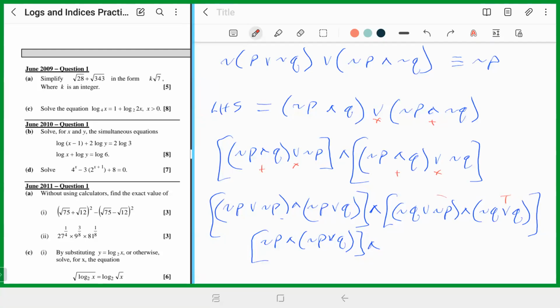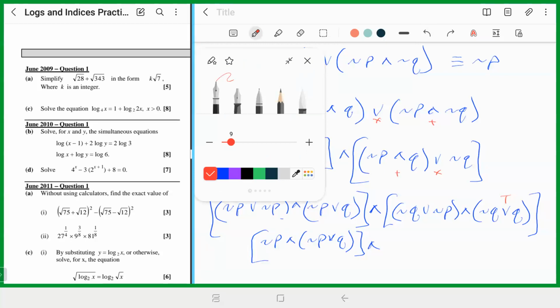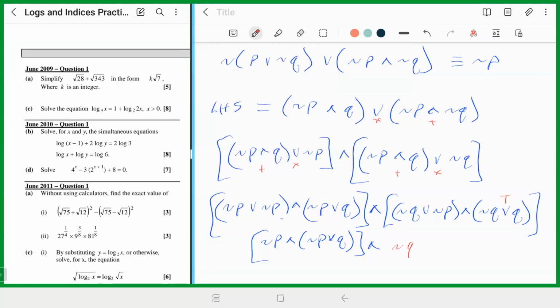So this becomes this then, right? So this all becomes just that, which is not P and not P or Q.